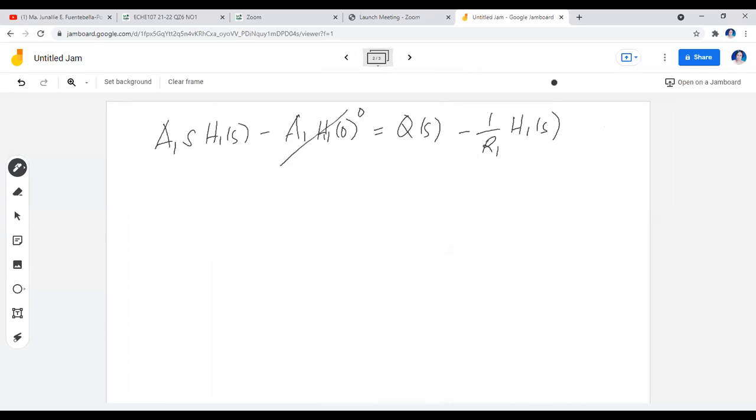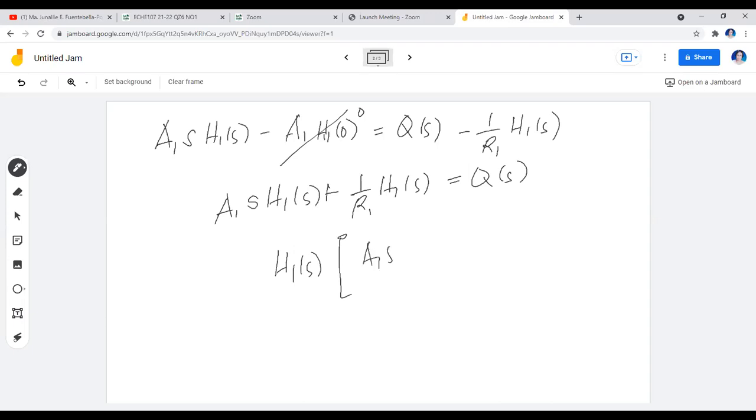And I'd like to transfer this one here. So I have A1 s H sub 1 of s plus 1 over R1 H sub 1 of s being equal to Q of s. Now I can factor the H sub 1 of s here, and you will have A1 s plus 1 over R1 equal to Q of s. Then we'll have our output H sub 1 of s over Q of s being equal to this one, I'll simplify.